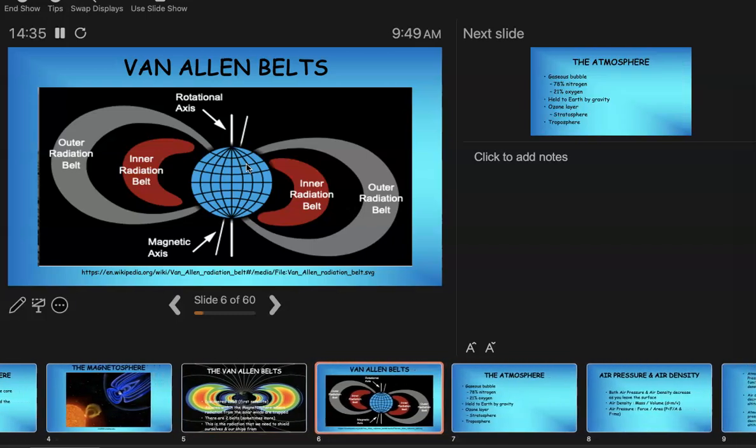This slide's kind of redundant at this point, but it just shows the 2 main belts. This was what I had at first. I just found that other one, which is a lot cooler.